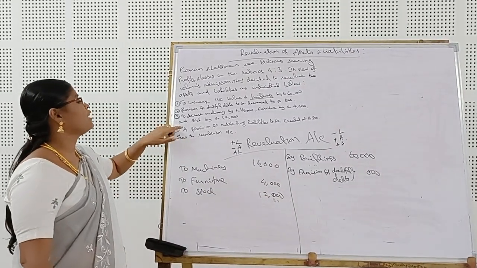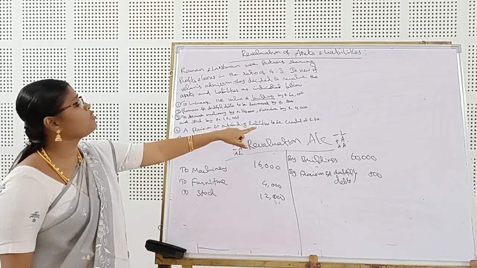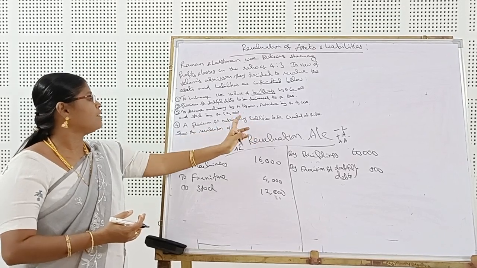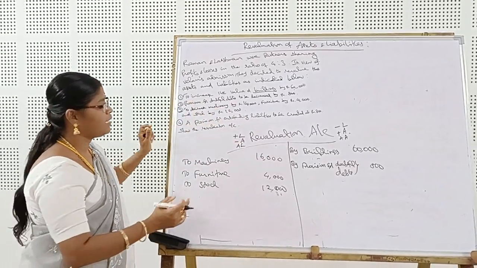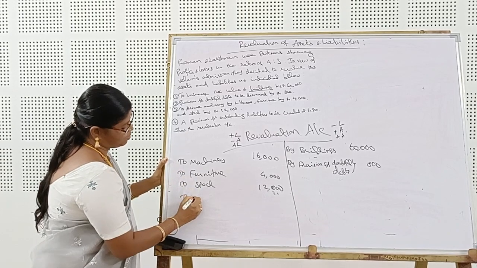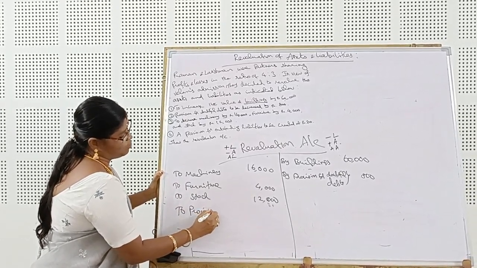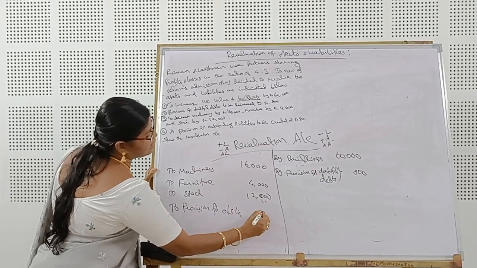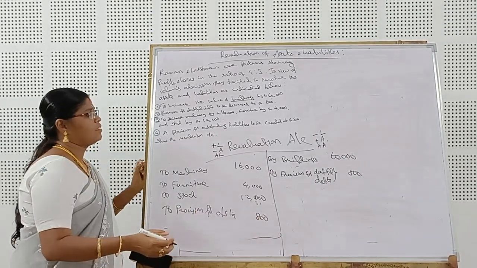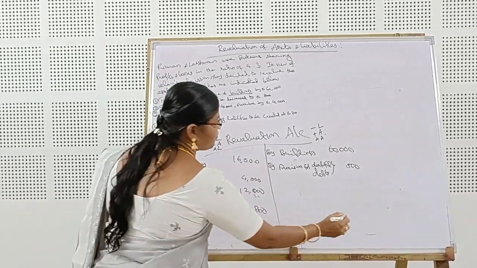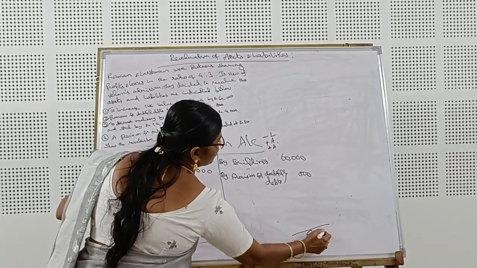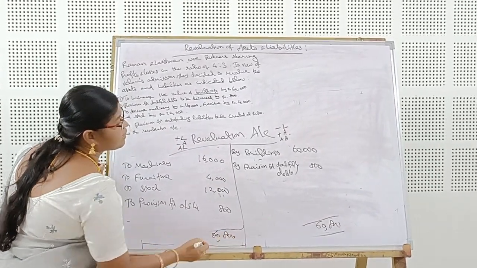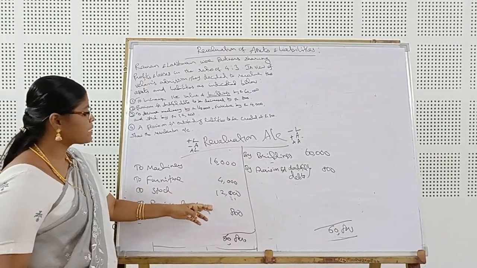And the fourth adjustment is a provision for outstanding liability to be created at 800. That means additionally that liability should be created at 800. So, provision for outstanding liability 800. And finally close that account. Here the credit side total is 60,800. You see that the credit side total is more than the debit side total.